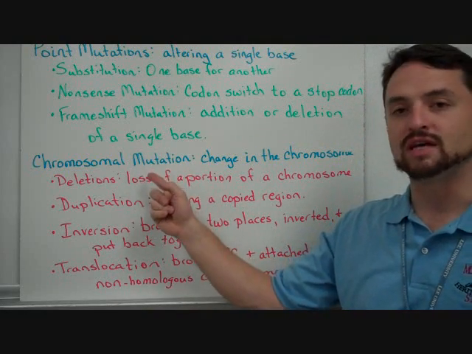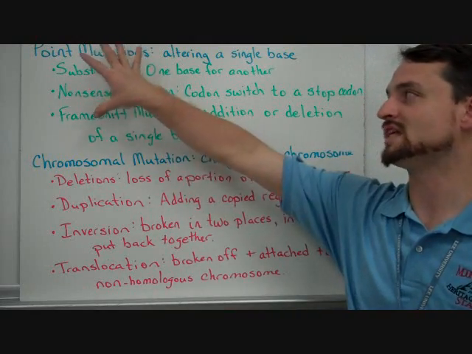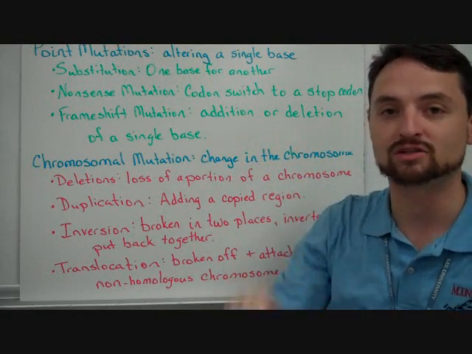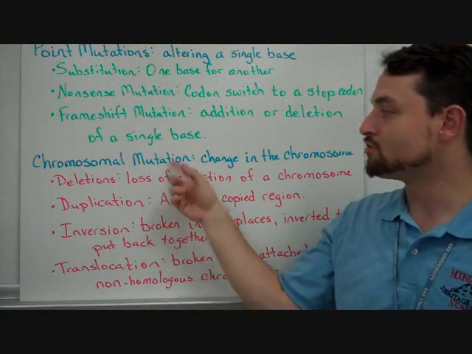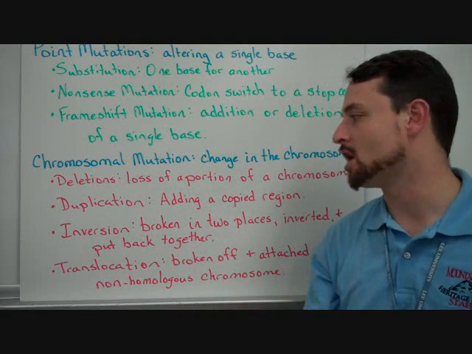A chromosomal mutation is a change in the actual chromosome. A point mutation looks at just one base pair, so you can point to this base right here that has been altered. In a chromosomal mutation, you're talking about several nucleotides that are being altered at one time.